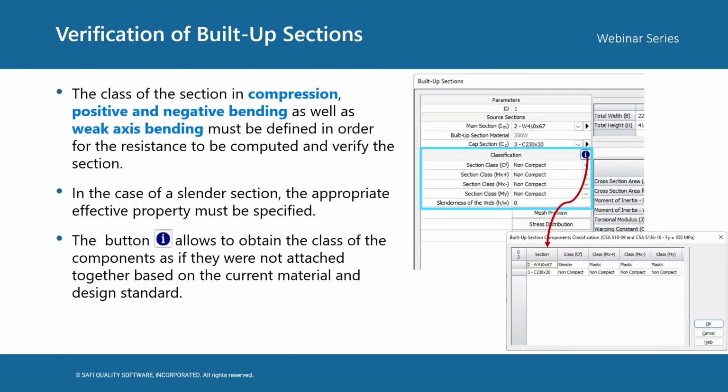To verify built-up sections, the user needs to specify the class of the section in compression, positive and negative bending, as well as the weak axis bending. In the case of slender sections, the appropriate effective property must be specified. It is possible to obtain the class of the components of the built-up section by clicking on this button. In this case, these properties will not consider any attachments between the components of the built-up section.